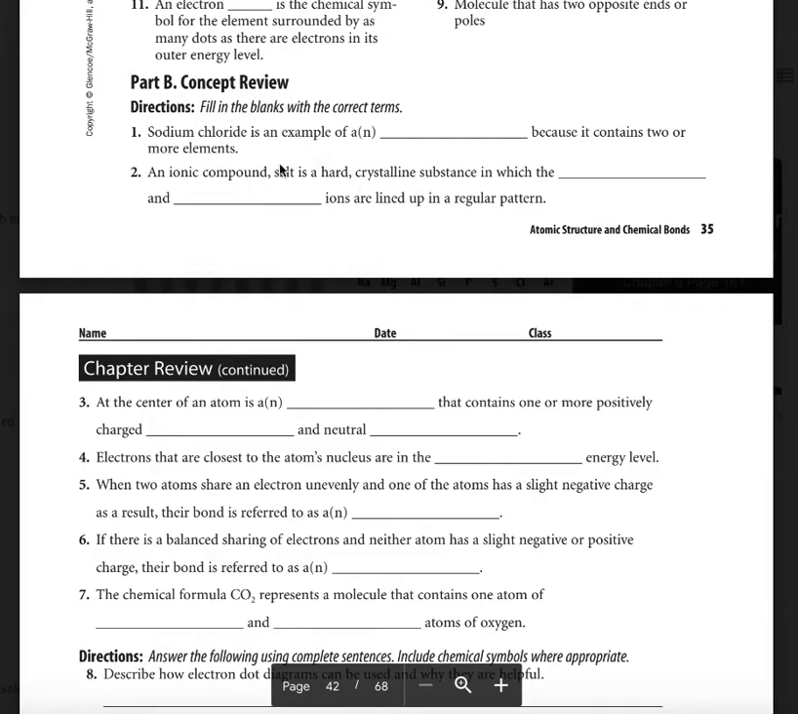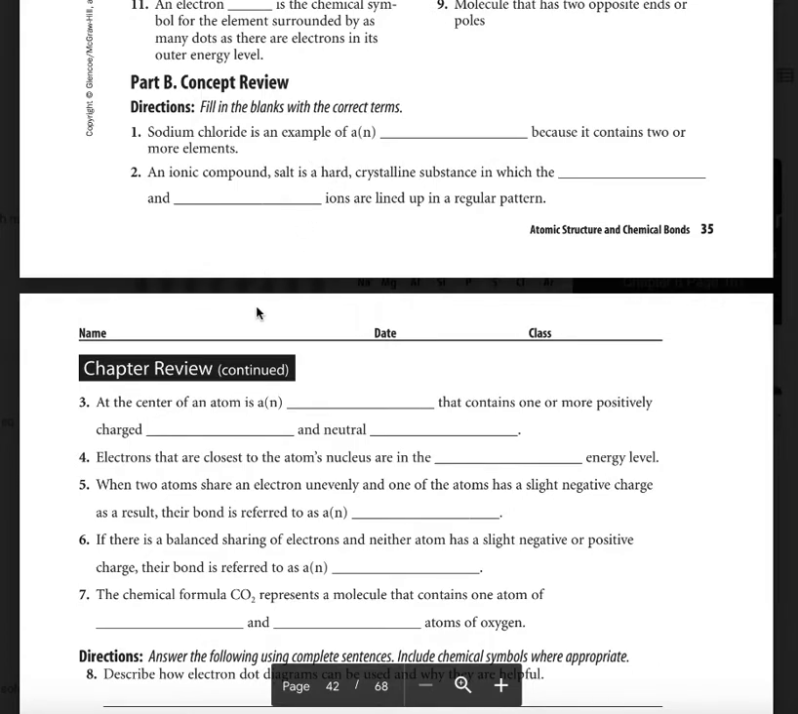An ionic compound, salt, is a hard crystalline substance in which the blank and blank ions are lined up. When we're talking about ions, we have to think of the charge that they have. What are the 2 different charges that come with an ion? A positive and a negative.